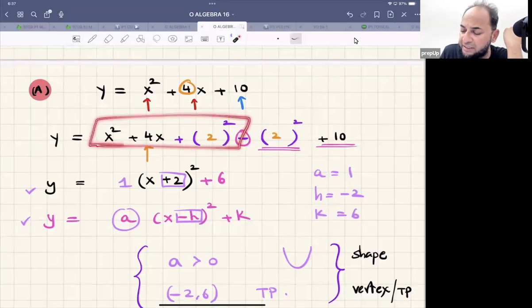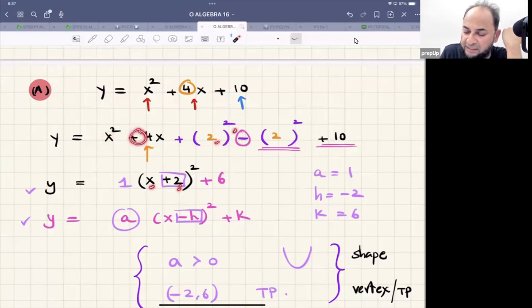Rewrite these first three terms as a perfect square. This is the expansion of (a + b) whole square. So this is a square, so I'll write x over here. This is b square, I'll write 2 over here. And this middle term is positive, therefore there is a positive sign. Simplify, and that's how you get it.